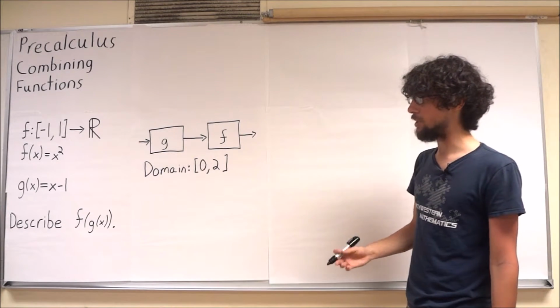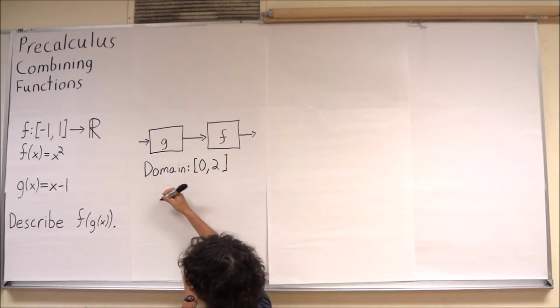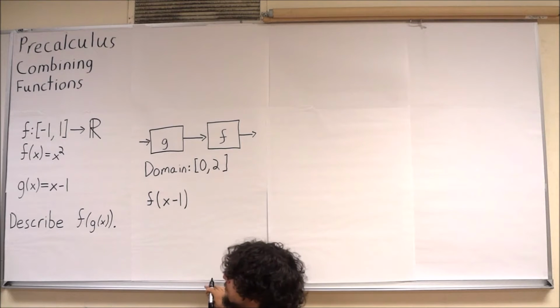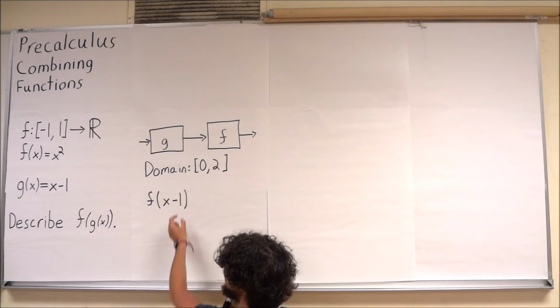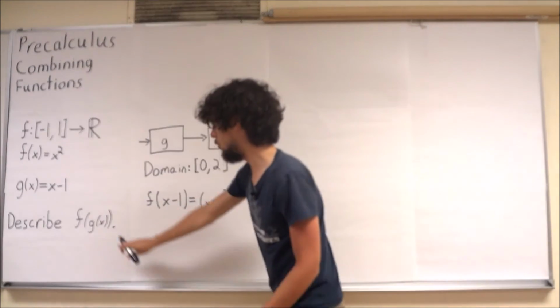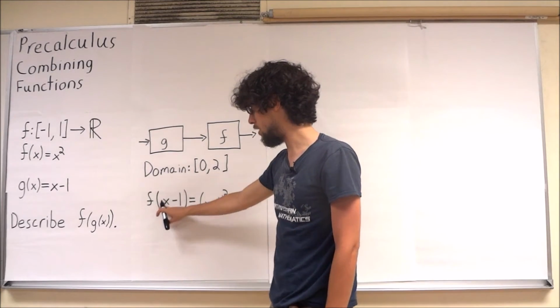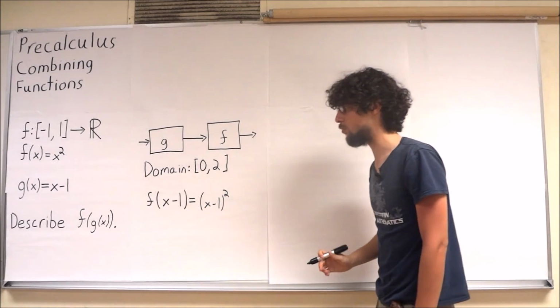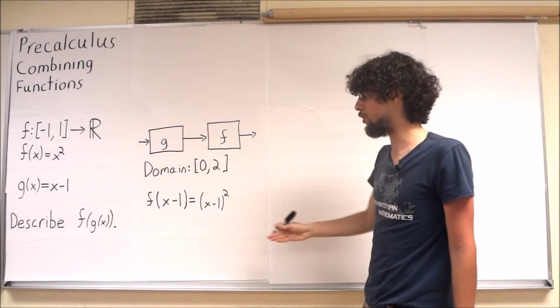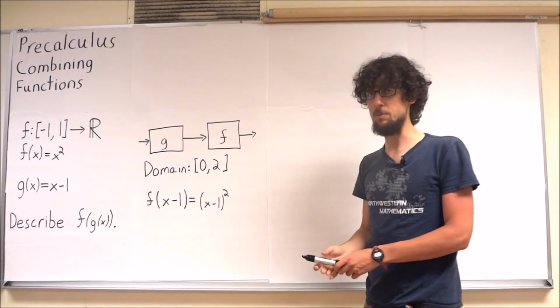And in terms of actually writing a formula, a rule for this composition, we can handle this the way that we always do. We have f of g of x. In other words, we have f of x minus 1. And, well, what does f do? It takes its input and squares it. So we have f of g of x is equal to f of x minus 1 is equal to x minus 1 squared, with the restriction that we're only allowing x to be within the interval from 0 to 2.